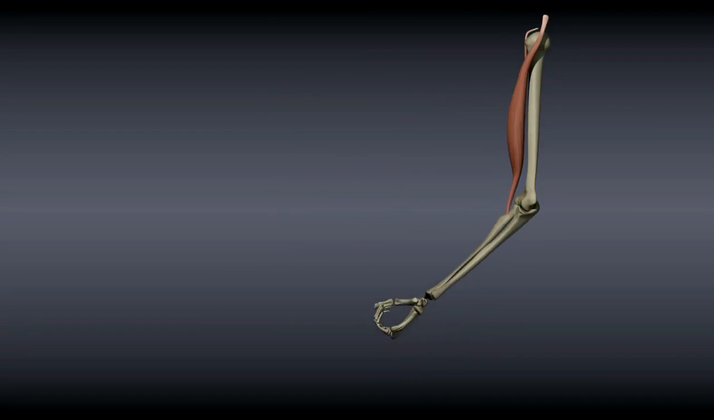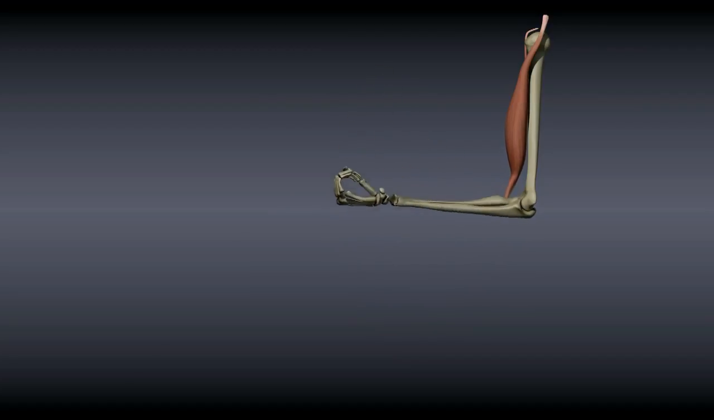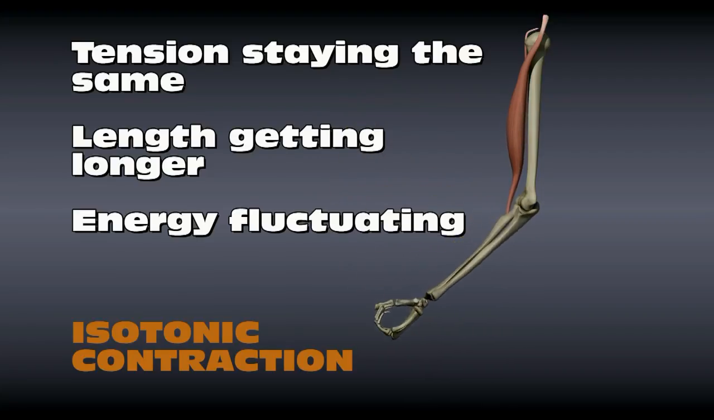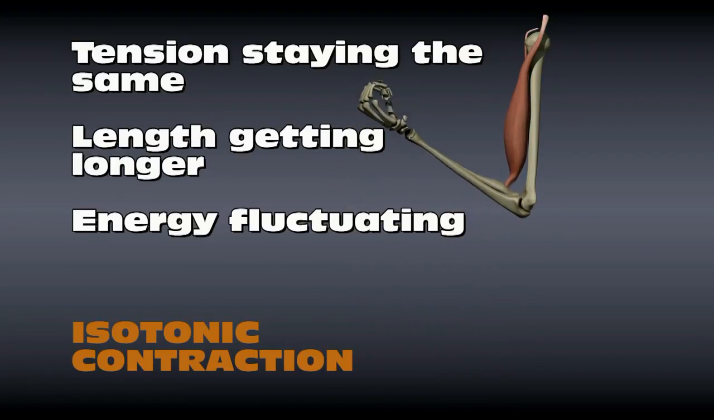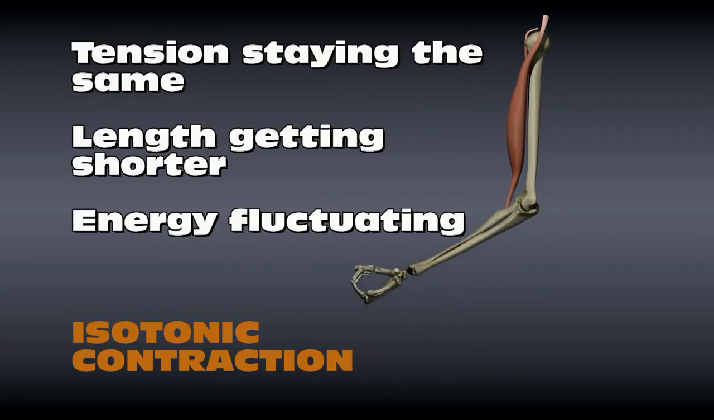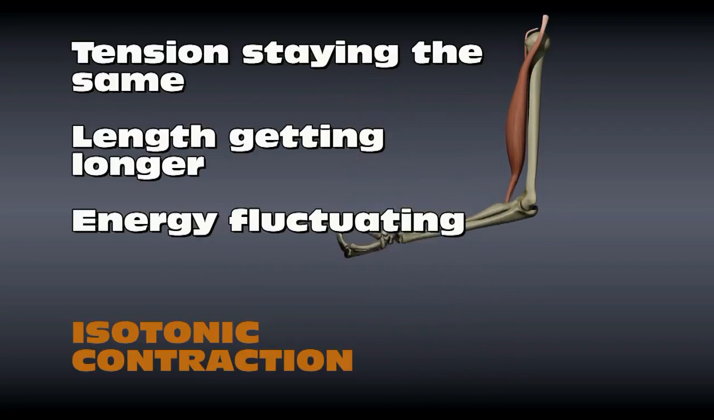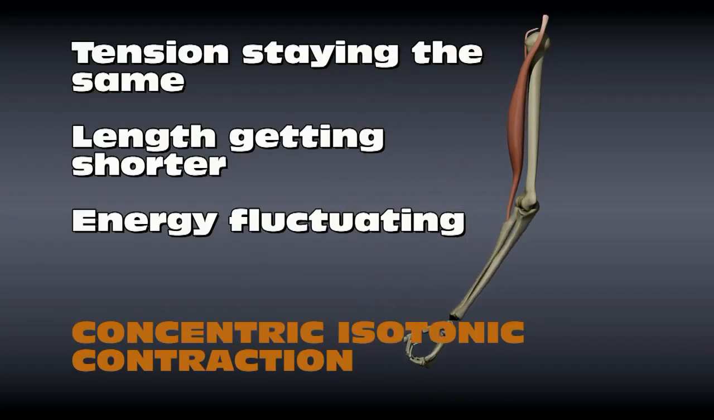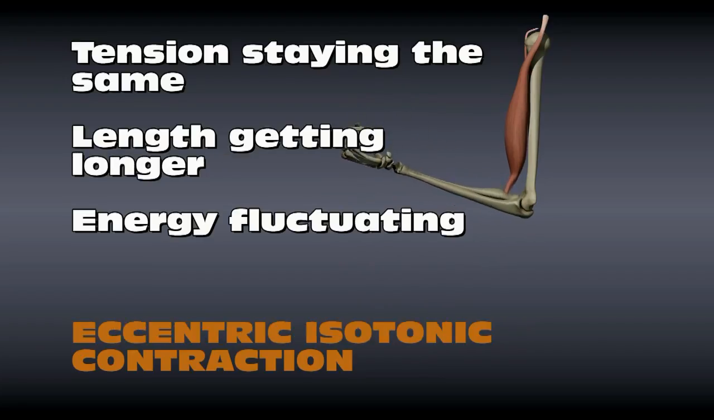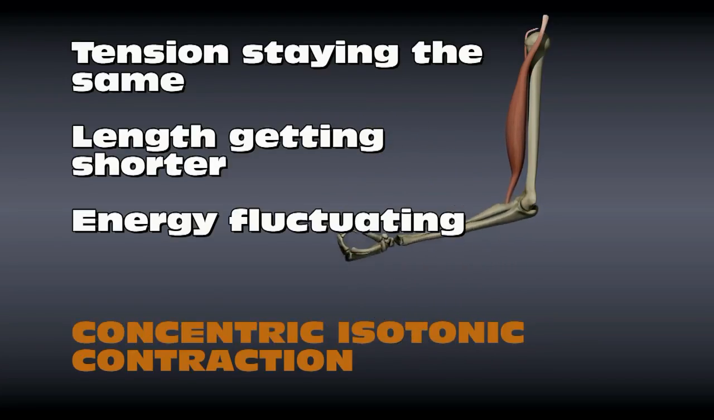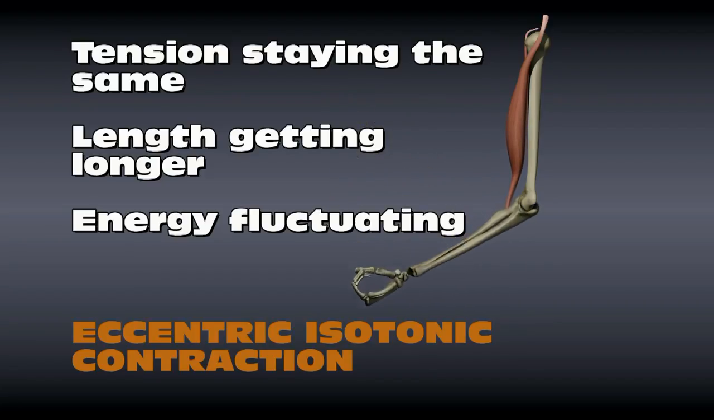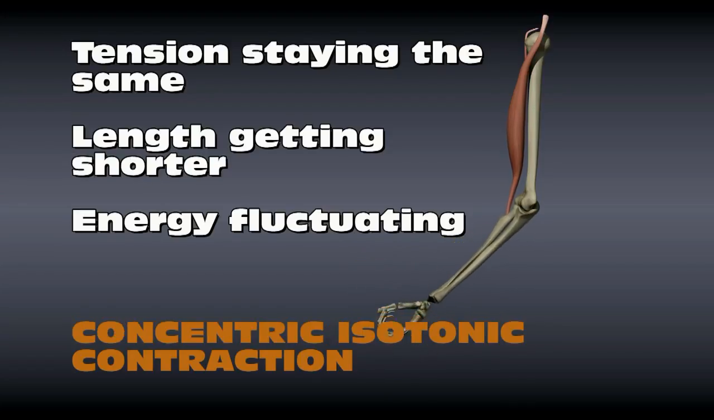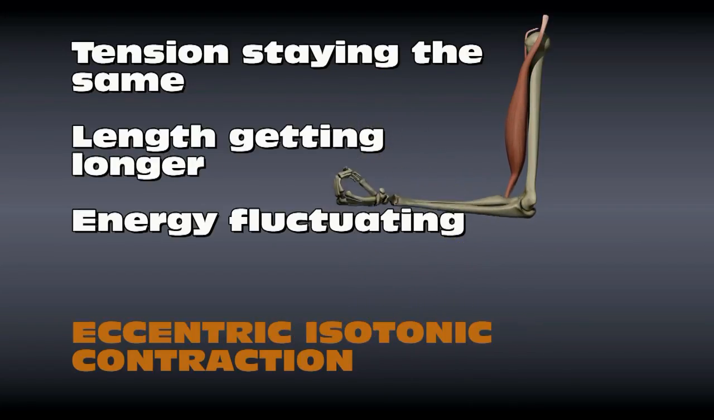In isotonic contractions, the muscle tension stays the same. The length of the muscle changes as the muscle contracts and pulls on the bone. The amount of energy required by the muscle may change, but the tension across the muscle stays the same. If the force the muscle is producing is greater than the opposing force, the muscle shortens. This is called a concentric contraction. If the force the muscle is producing is less than the opposing force, the muscle lengthens. This is called an eccentric contraction.